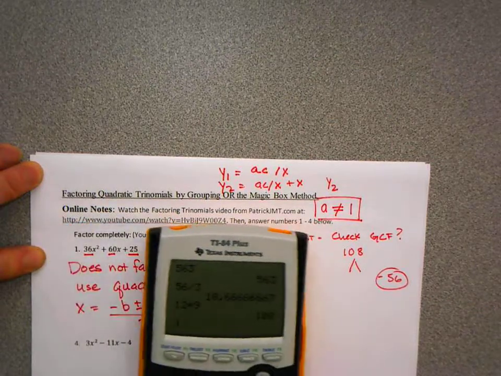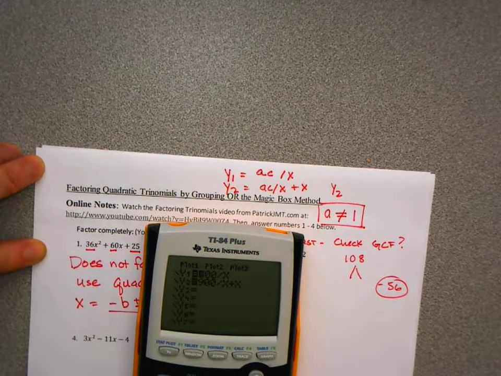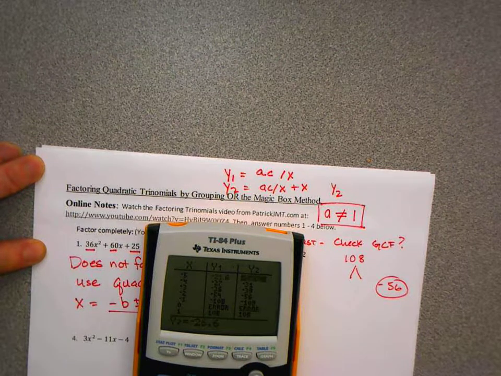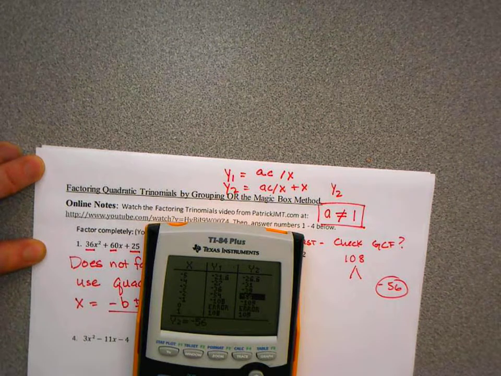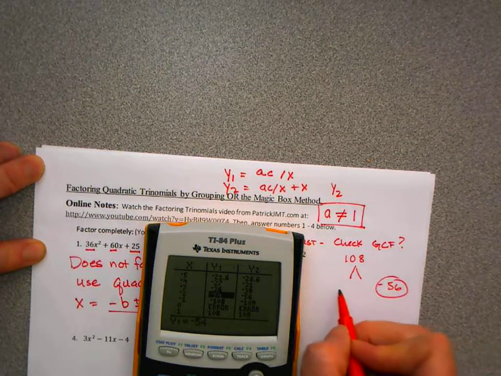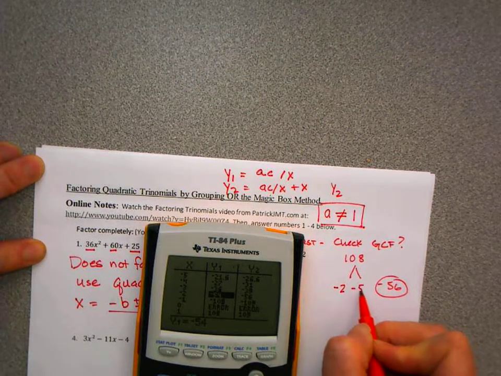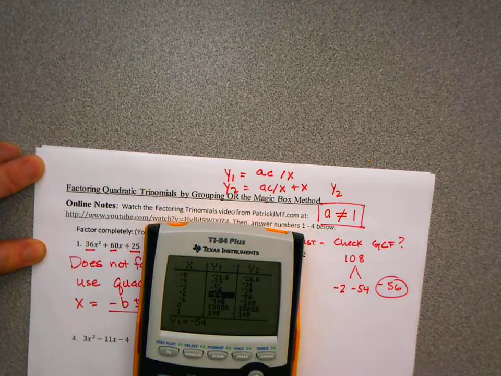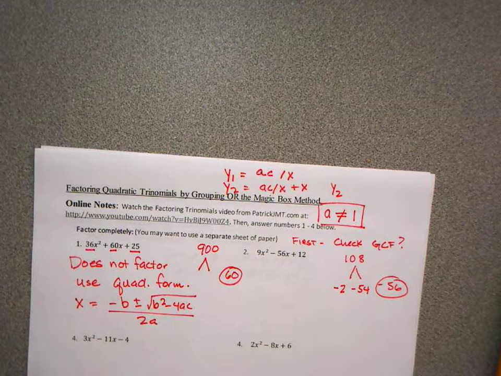I'm going to use my calculator again. Y equals 108 divided by x, 108 divided by x plus x, second table, looking in the y column all the way over to the right for negative 56. There it is. So what it tells me is I go left, negative 2 and negative 54. Negative 2 and negative 54 are the factors that multiply to 108 and add to negative 56. Now I'm ready to use the magic box.